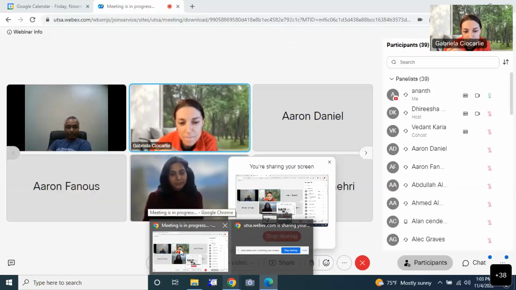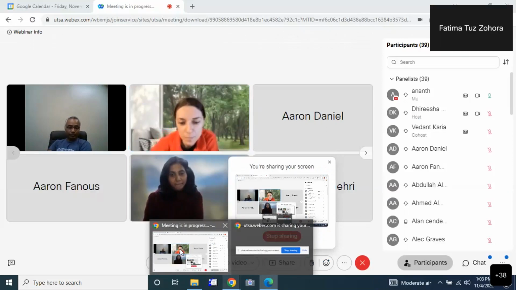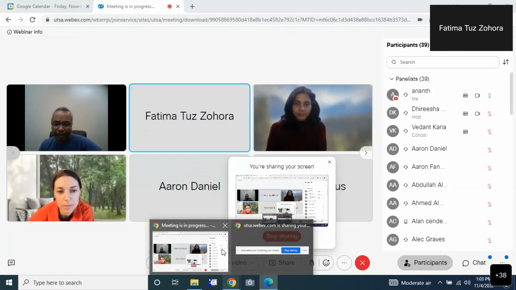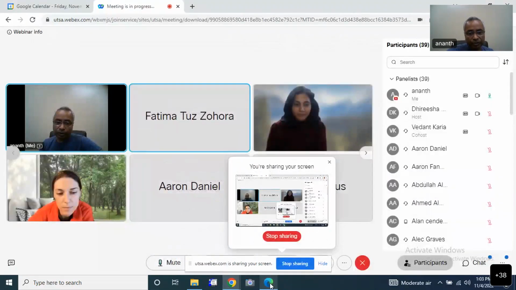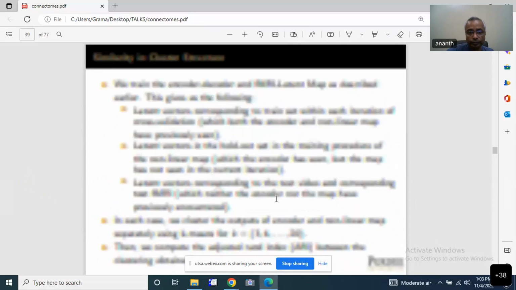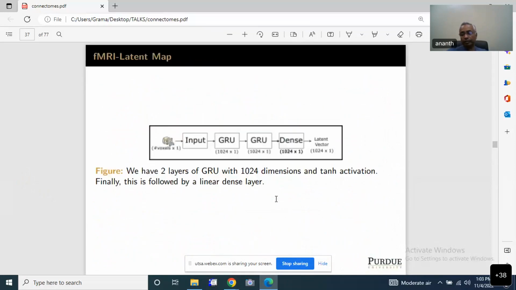Sure. Yeah, I was just wondering what kind of network you used from the fMRI to the encoded latent space for the videos. Okay. So I had that, and I might have skipped that too quickly. So, oops, sorry about that. So this is the map. Oh, okay. So it's got a bunch of GRUs and a dense layer at the back end. Okay. Thank you so much. That was a very interesting talk. Thank you. Thanks.